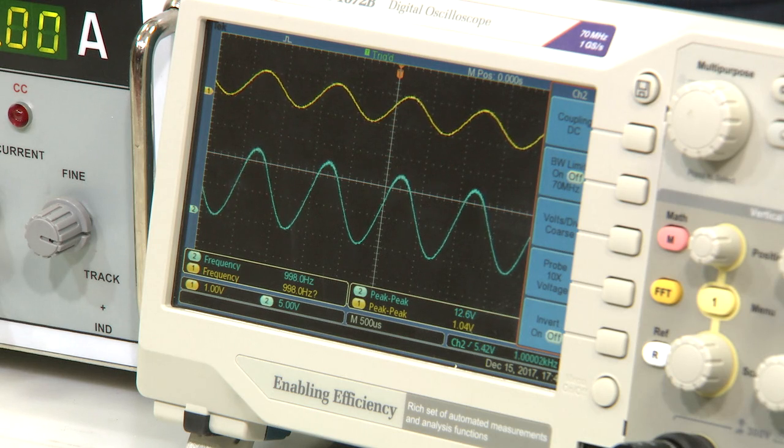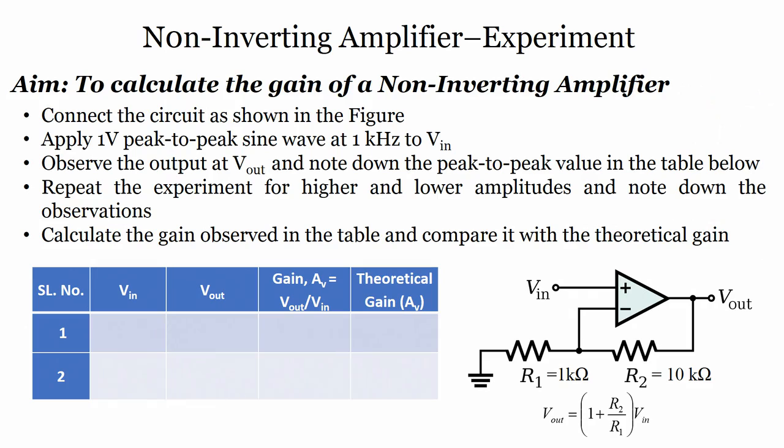The non-inverting amplifier formula is V out equals 1 plus Rf by R1 into V in. The inverting amplifier formula is V out equals minus Rf by Rin into V in. So, using that formula, if you calculate the theoretical amplification or gain and compare it with the actual gain, you will see a little bit of difference, not significant. Once we know this, we can go back to our table on the screen and note down the values. What is V in? 1.04. What is the output? 12 volts. What is V out by V in? 12 divided by 1.04, that is your gain.